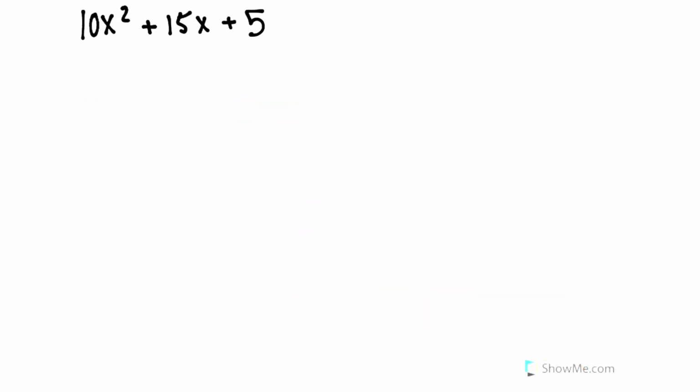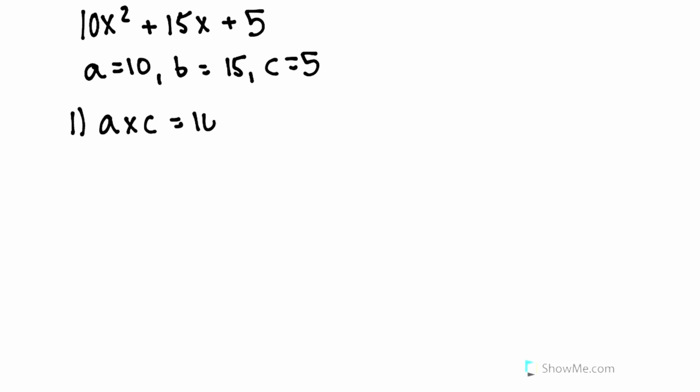For our next problem, we first want to identify a, b, and c. a is 10, b is 15, and c is 5. We know that we need two numbers that multiply to a times c. So a times c is 10 times 5, which is 50. And then b is equal to 15.